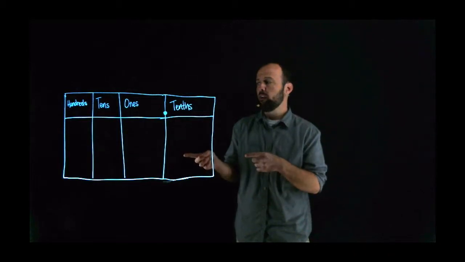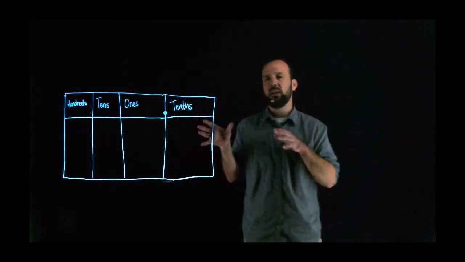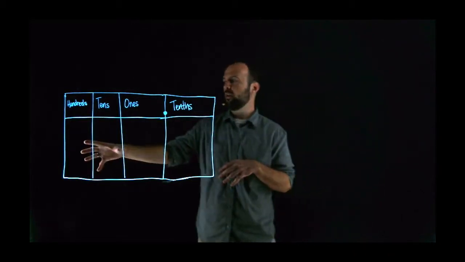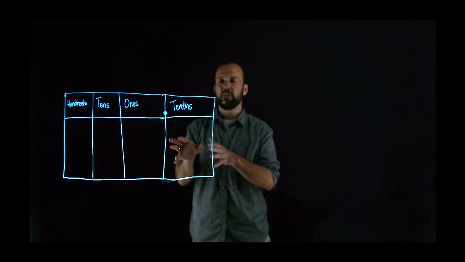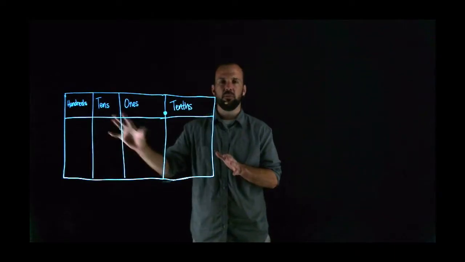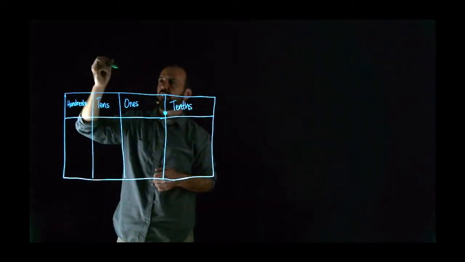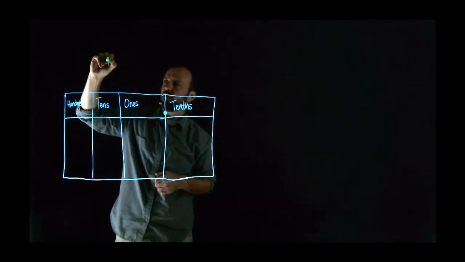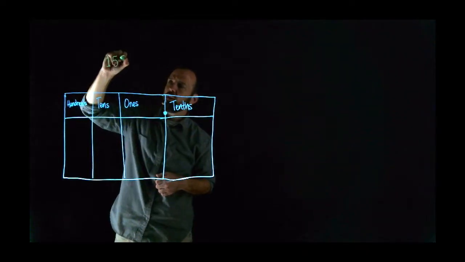So here I have my own place value chart, right? And right now we're just going to start with whole numbers. So I have my hundreds, my tens, my ones. I do have my tenths here, but in our first example, we're just going to worry about whole numbers. Okay, so let's say I had the number 155. I'm going to go ahead and just write that up here for right now.